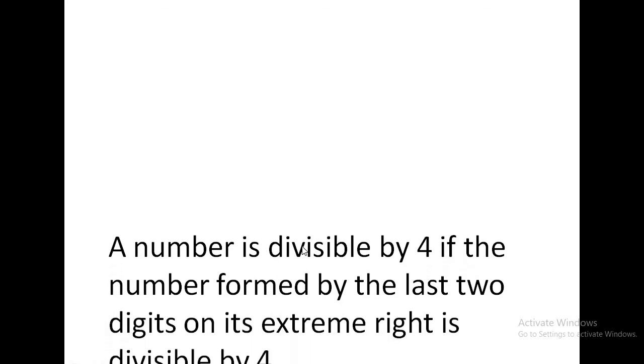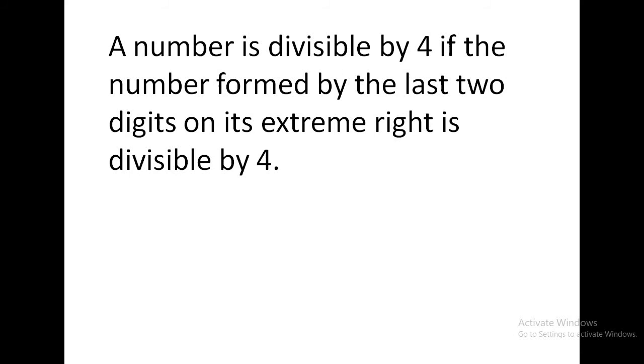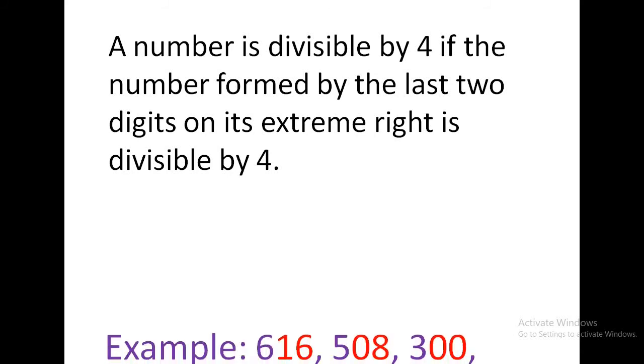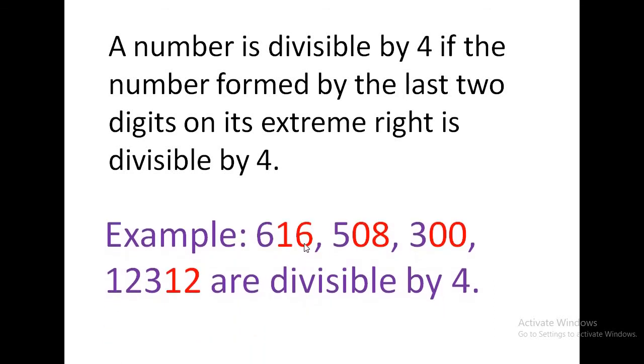Children, moving to the divisibility by 4. A number is divisible by 4 if the number formed by the last two digits, that is ones and tens, on its extreme right is divisible by 4. Let us take an example. 616. So you have to check the digits which are in the ones and tens place. Last two digits, extreme right. It is 16. So 16 is divisible by 4. Hence 616 is also divisible by 4.